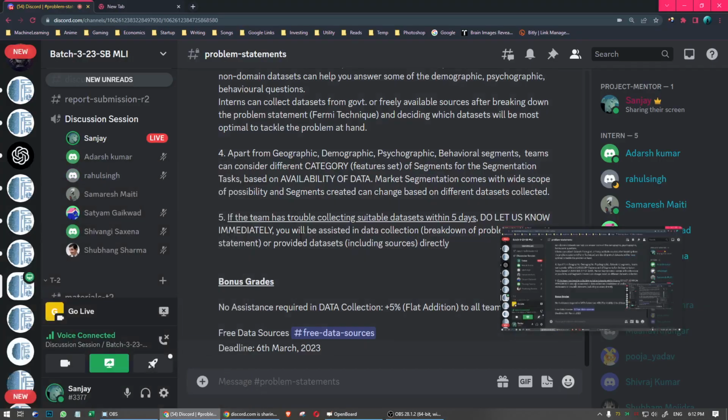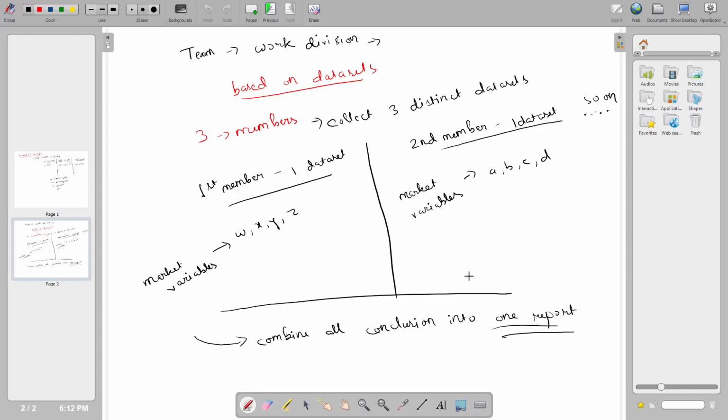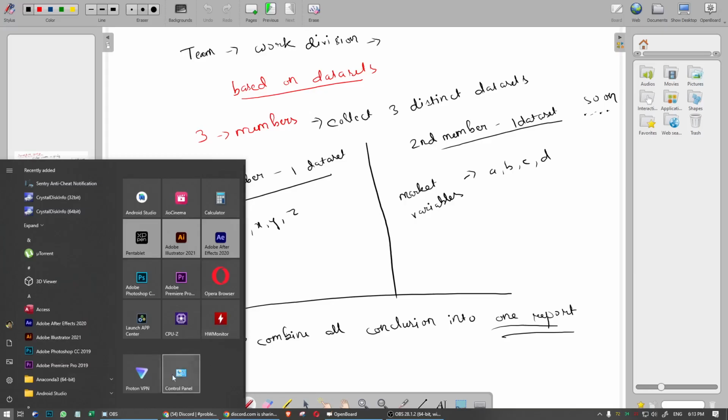Division is very simple. Just try to collect data sets: if there are three members, try to collect three data sets. If there are two members, try to collect two data sets. And if you're working alone, try to pick one or two; you can work with two data sets. That way you will get a more informed decision. So you can divide the task based on the data sets, work on the distinct data sets separately, and then combine all the conclusions in one report. In that way, the report will be more insightful.